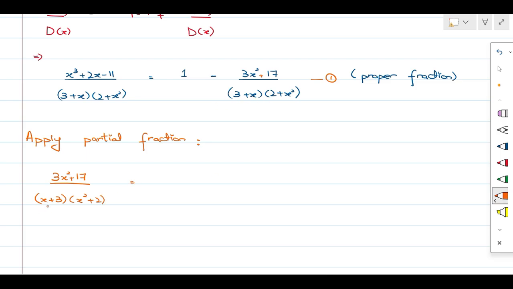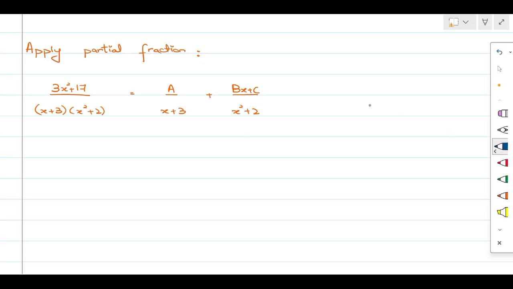Okay, now here you can see this is a linear factor, so you can write a over that factor. This is a quadratic factor. Now you can write this as (bx plus c) over that factor, x square plus 2. Okay, and let me name this as equation 2. Okay, multiplying both sides by (x plus 3)(x square plus 2).